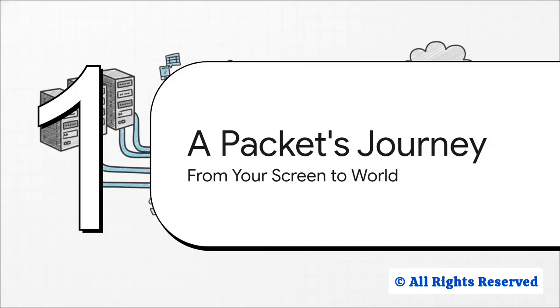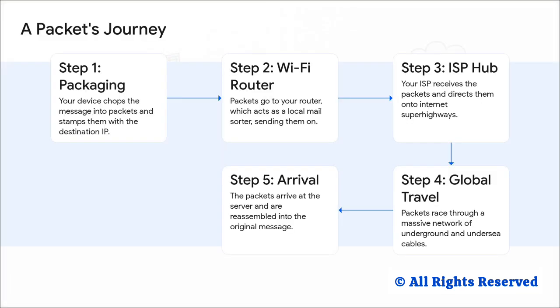All right, now for the really cool part. Let's actually follow one of these tiny packets on its epic journey. We've got our message packaged up, we've stamped the address on it, now it's time to send it out into the wild. Okay, so here's the whole journey, broken down into 5 steps. It happens in a flash, but here's what's going on. First, packaging. Your device chops up the data and slaps that destination IP address on every piece. Then, step 2, local sorting. They zip over to your Wi-Fi router. Think of it as your neighborhood mailbox, which sends them on their way.